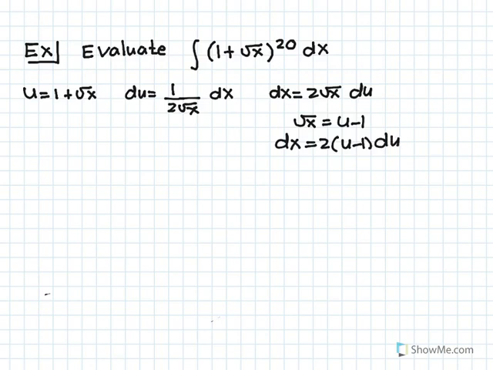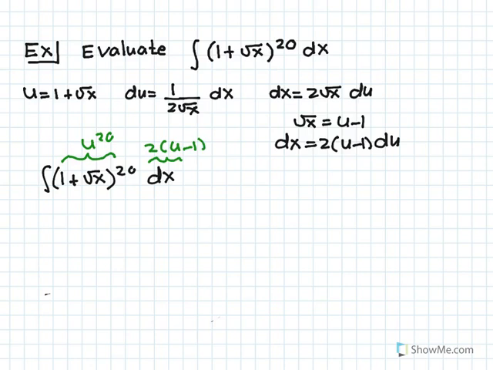du. Alright, so what we have is integral 1 plus root x to the power of 20 dx. 1 plus root x, that's u, so this part of the integrand is u to the 20, and dx, this part is 2 times u minus 1 du. So we have integral 2 times u to the 20 times u minus 1 du.